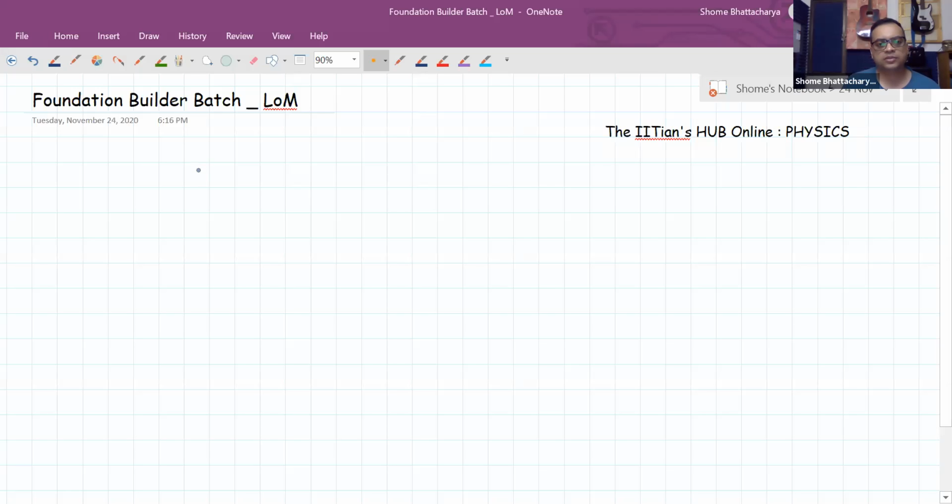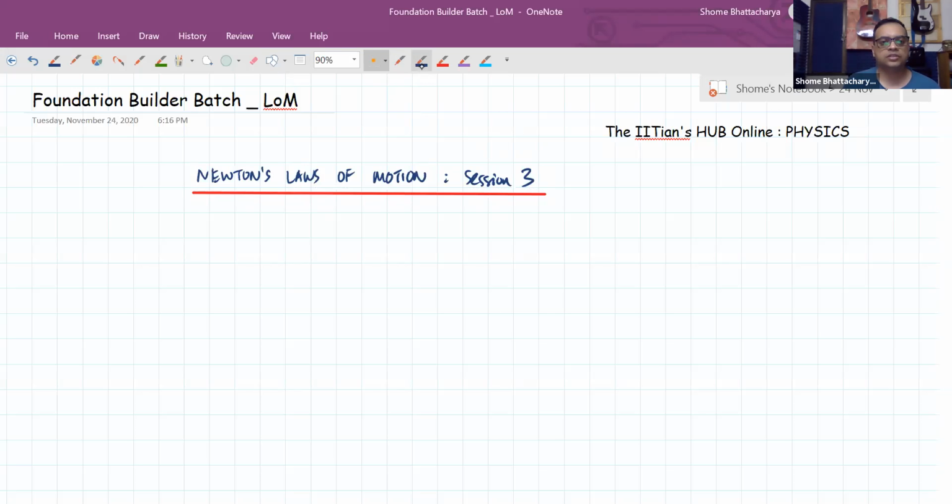So this is session number 3 of Newton's laws of motion. Very quickly we will review the concept that we discussed towards the end of the last lecture, which was the concept of how to solve Newton's second law using what is called the free body diagram method.